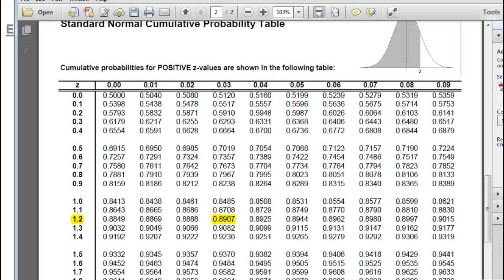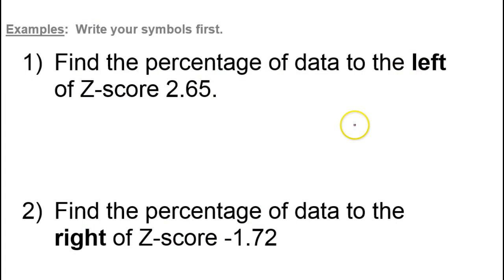Because, here's what you have to memorize. See the shading on this picture? This shading is here to remind us that the chart tells us values to the left. These are all left numbers. So if I ask you for a number to the left, I can just read it right off the chart. I only have to subtract from 100 if I ask you for a value that's to the right of this z-score or greater than the z-score. So we should be able to read this one right off the chart. Here we go, 2.65.